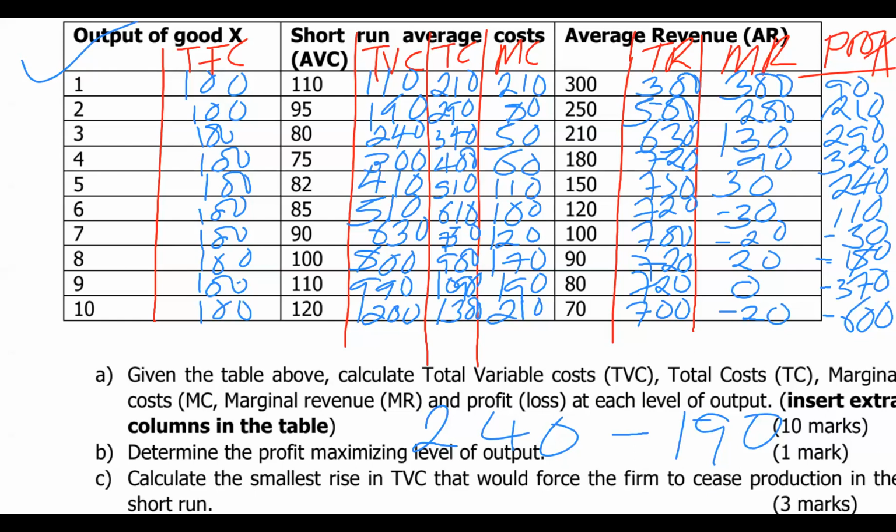Why did you choose 240? I don't know how to explain it, sir. If you go from 110 to 190, there's about 80. If you go from 190 to 240, there's 50. If you go from 240 to 300, there's 60. From 300 to 410, there's about 40. So from 190 to 240, that's why there was 50. I thought that was the smallest rise. Okay.